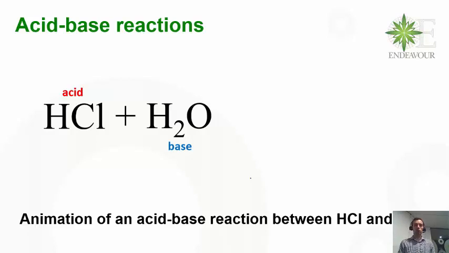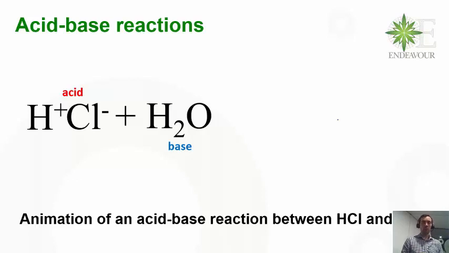So let's now have a look at a short animation to see how the movement of H+ is actually taking place in this acid-base reaction. Initially we've got our HCl acid and our H2O, which in this case is functioning as a base. The first thing that will happen is the H+ comes away from HCl and is added onto the base. Let's have a look at that movement.